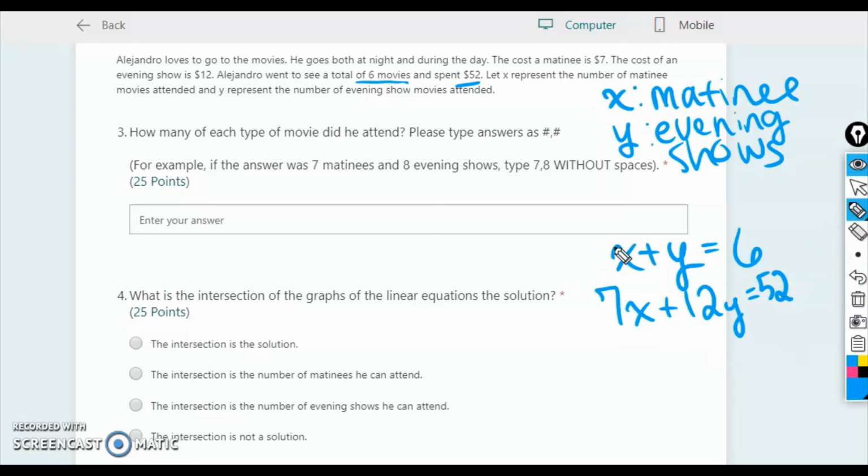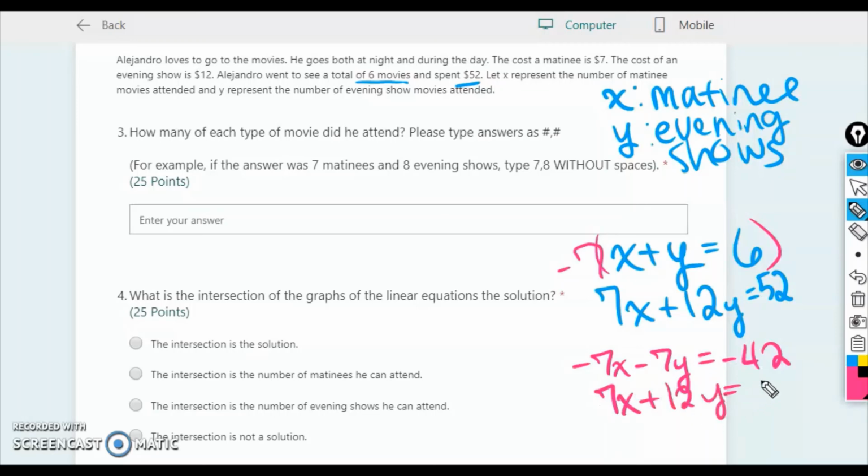So let's look at this. If I want to solve this by, let's say, elimination, because that's usually easiest for people, I don't want to change this to a negative 12, because that would mean I have to multiply 6 by 12, which makes it really huge. So I'm going to times this by a negative 7 for all of this. So I got negative 7x, negative 7y, and then negative 7 times 6 is negative 42. And then this part's the same. 7x plus 12y equals 52.